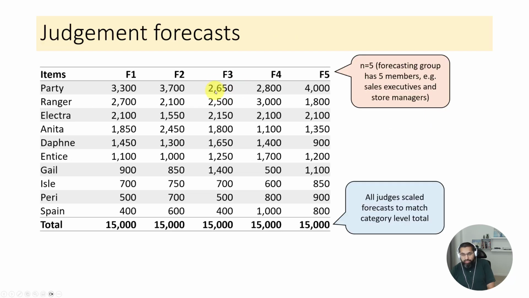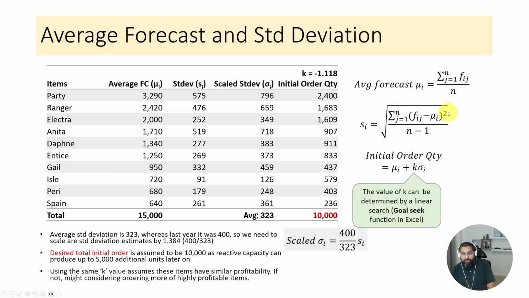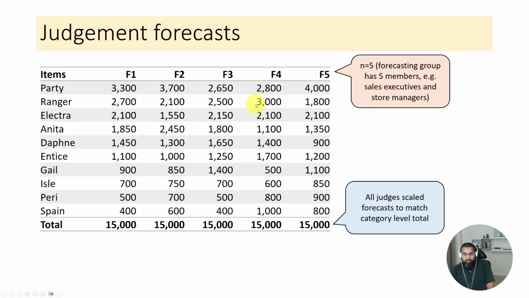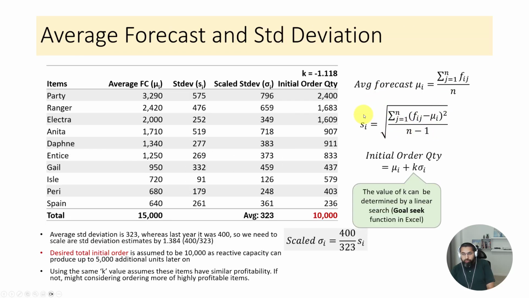For example, 2650 is the minimum forecast. The average of these 5 numbers is definitely going to be above 2650. So when you do 2650 minus the average, you get a negative number. But you're going to square that number, so it becomes positive. So you get 5 positive numbers. You add them up and divide by n minus 1, where n is the number of points, 5 forecasters. So you divide by 4, since 5 minus 1 is 4. You take a square root, and that gives you Si, the standard deviation for this forecast.